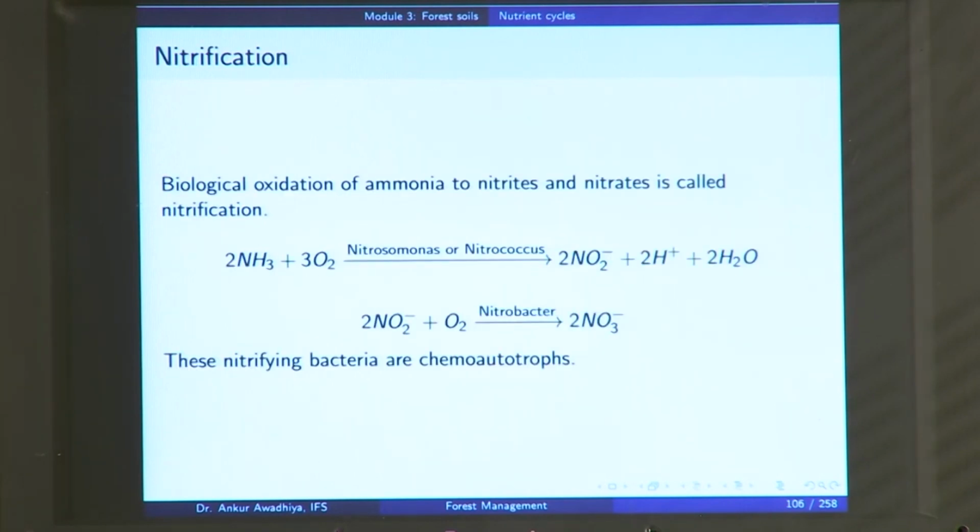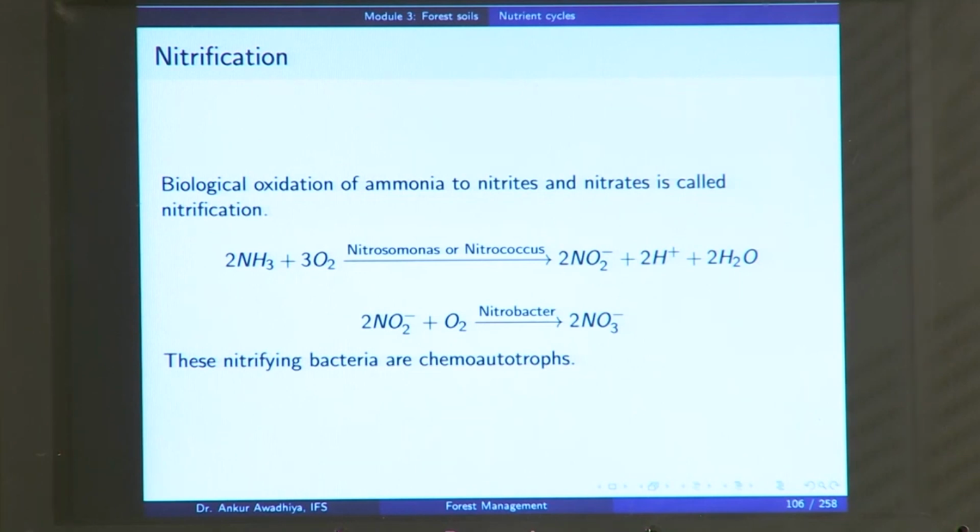Next, we have the process of nitrification. Now, nitrification is the biological oxidation of ammonia into nitrites and nitrates. Now, as we saw before, the plants are taking up nitrates from the soil. Now, we need to convert ammonia into these nitrates, because typically ammonia is a very toxic compound. You cannot have excess amounts of ammonia or the plant will die.